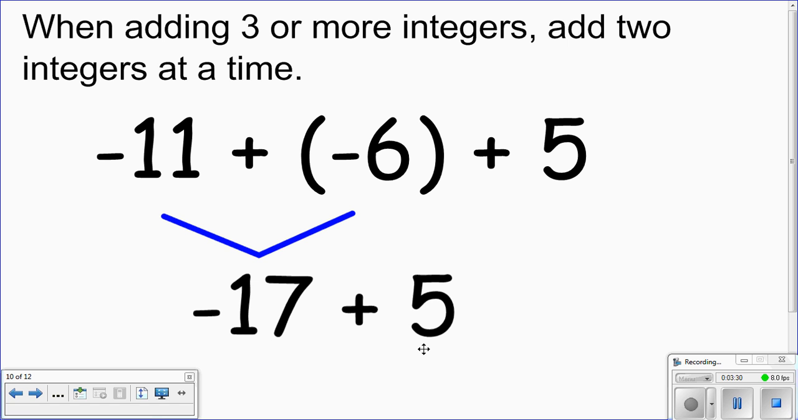Then I'm going to add my positive 5. These two integers have different signs, so I'm going to subtract their absolute value. The absolute value of negative 17 is 17. The absolute value of 5 is 5. So 17 minus 5 is 12. Since the greater absolute value is negative, the answer is going to be negative. So negative 17 plus 5 equals negative 12.